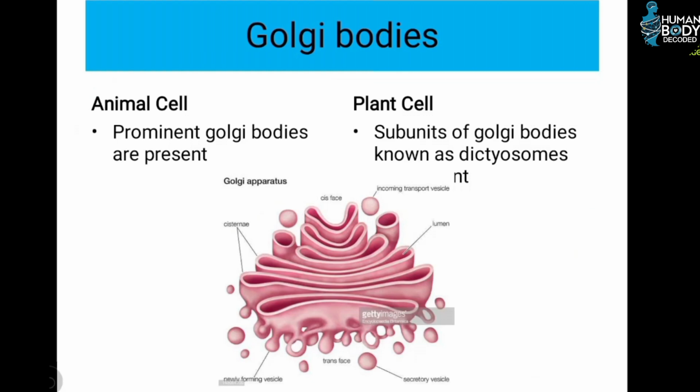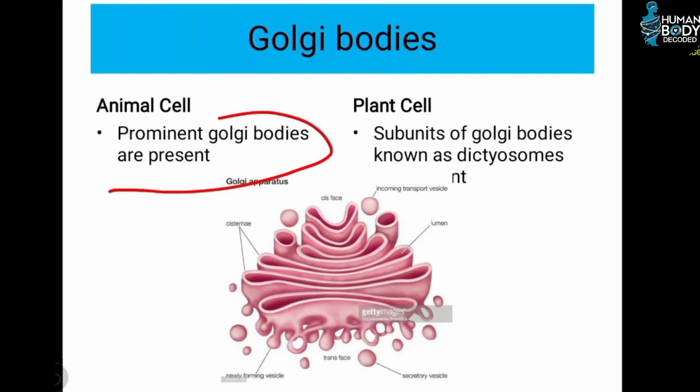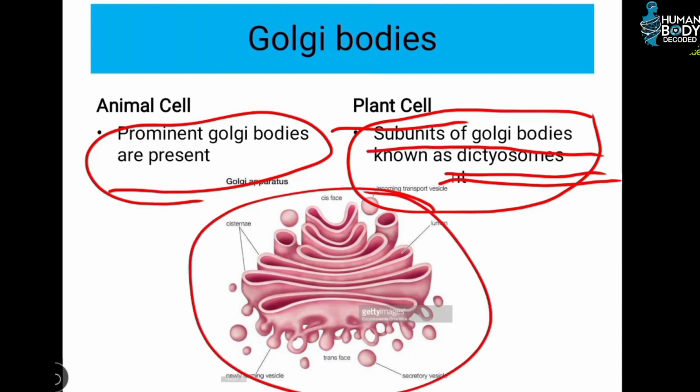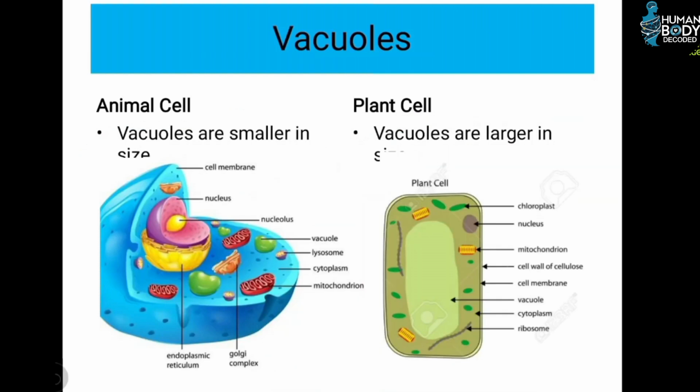Now we come to the fifth difference, the Golgi bodies. Golgi bodies are prominent in animal cells, whereas in plant cells they are fewer and are found in the form of subunits called dictyosomes. In plant cells, we refer to these as dictyosomes, which function similarly to Golgi bodies but are organized differently.